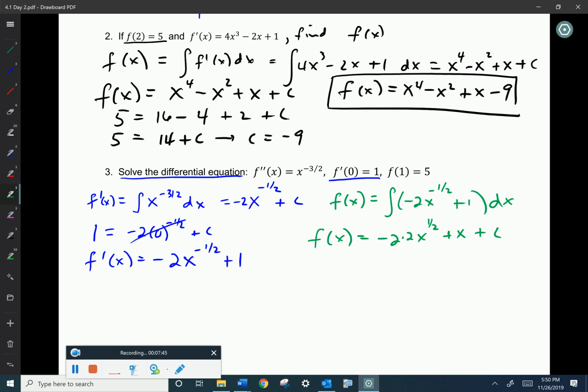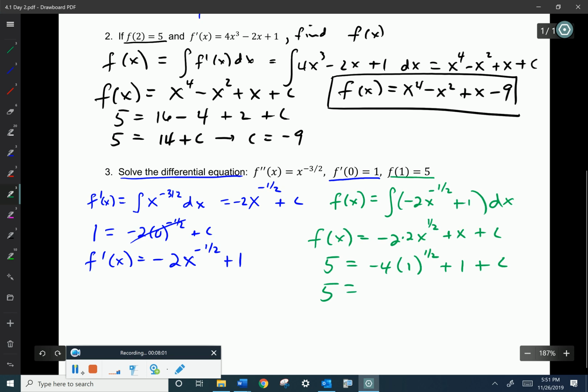So again, I'll plug in, this time I'm going to use the ordered pair from the original function, 1, 5. So y is 5. Now I'm going to plug in 1 for x. So this is going to be -4, 1 to the 1/2, plus 1, plus c. So let's see, square root of 1 is 1, so -4 plus 1 plus c. So if that's -3 and I move it over, so c must be 8.